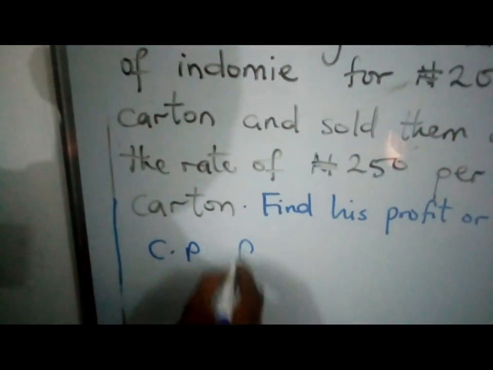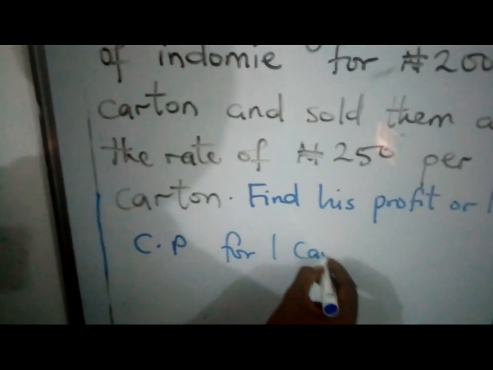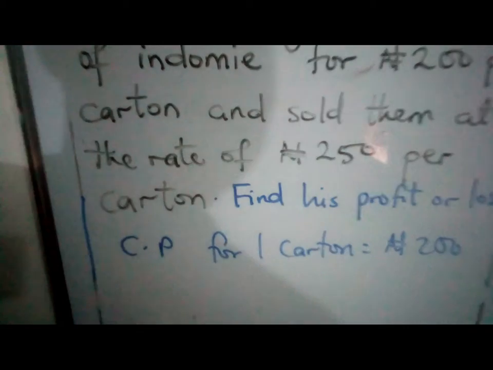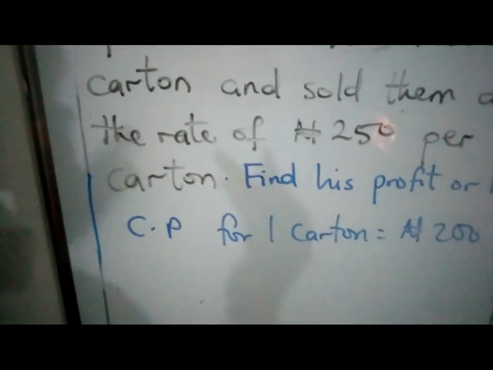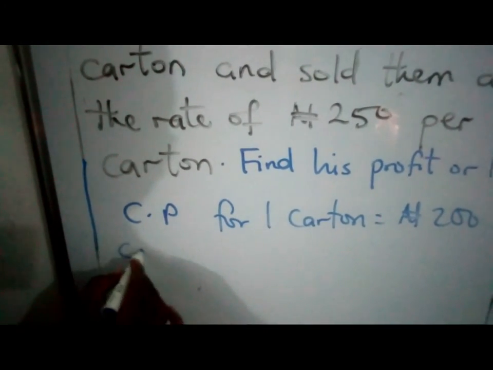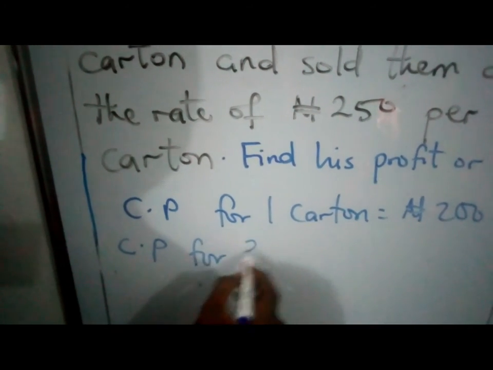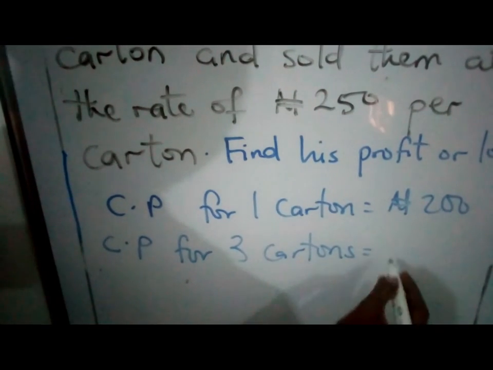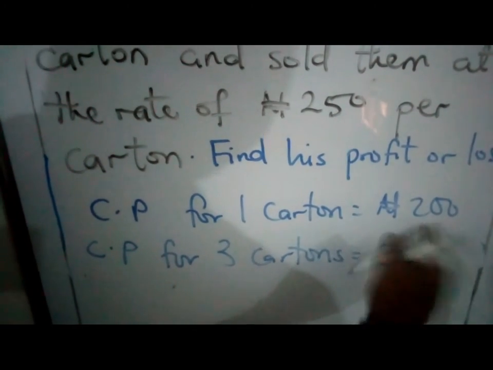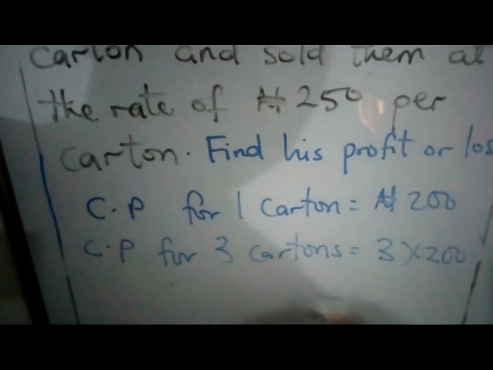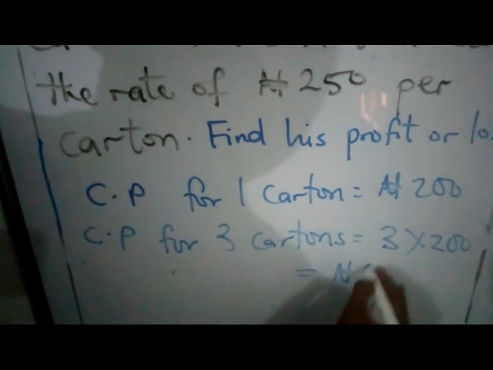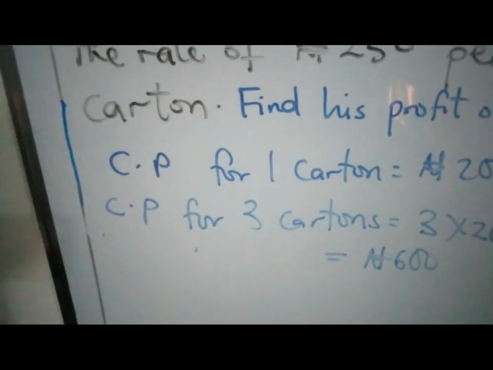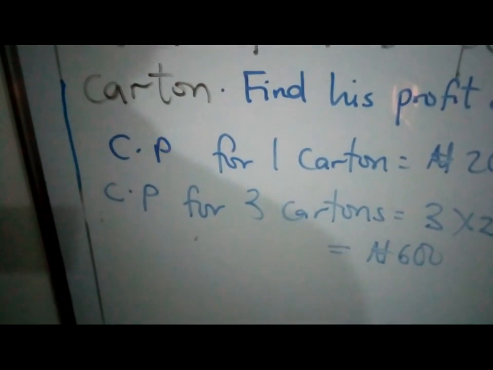So what do you say? Cost price for 1 carton is what? 200 naira. But that is not what we need as our cost price. We need the cost price for all. So what do you now say from here? Therefore, cost price for the 3 cartons will now be 3 times the price for 1. That's 3 times 200. That will give you 600 naira. Okay?